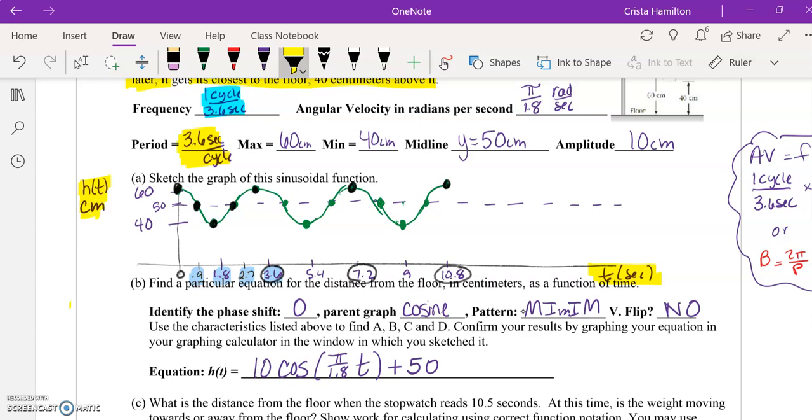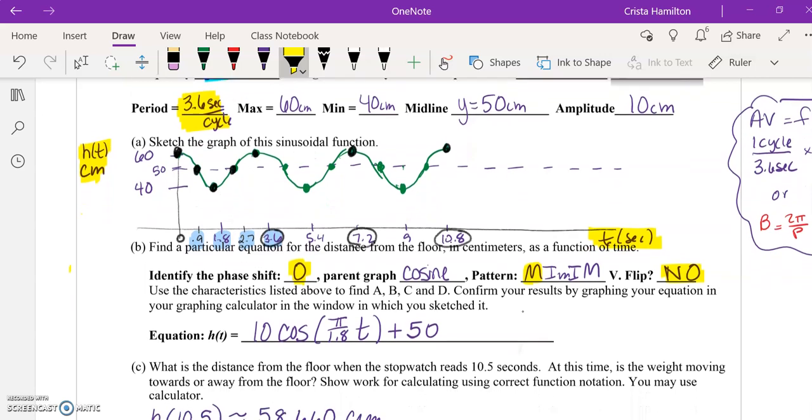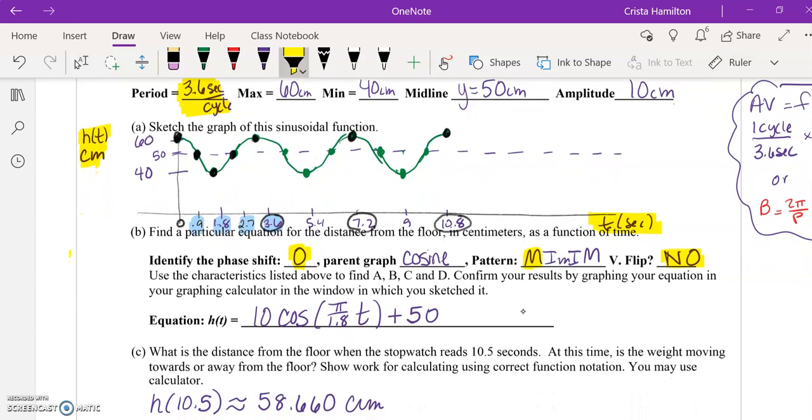Now this one's actually a nice one in terms of the equation, because the phase shift, when I looked at it, it was starting at a max, which is exactly what a regular parent graph cosine with no flip does. So I pretty much went straight for that, so I didn't have to worry about adding a phase shift in, and so we simply put in our amplitude, no flip, so it's positive, our B value we had calculated above, no phase shift, and then your midline at 50.